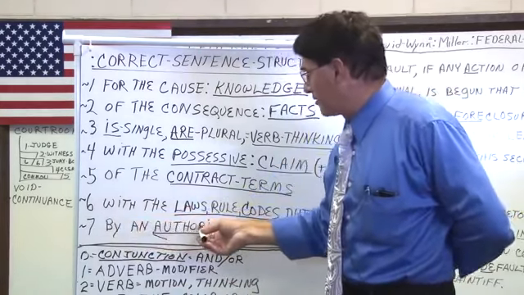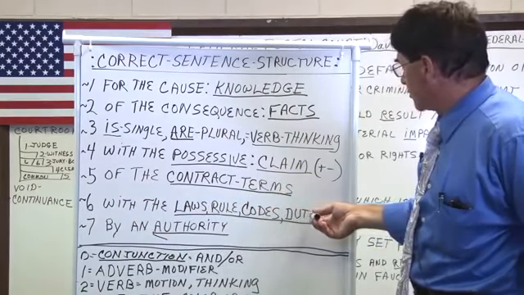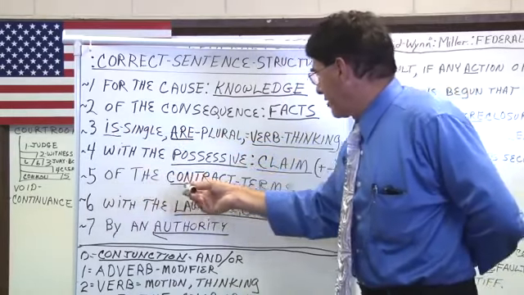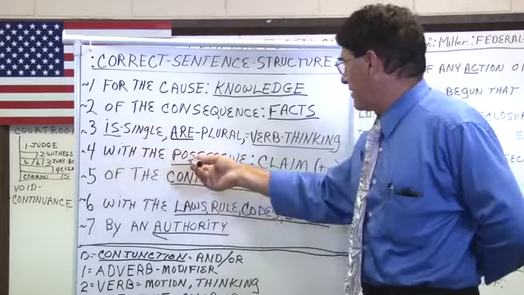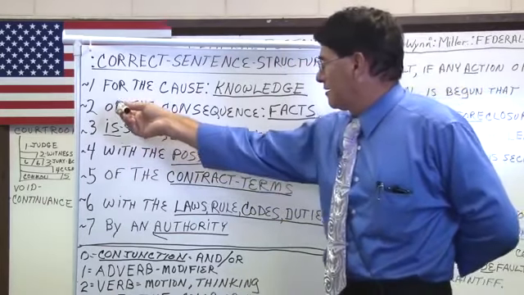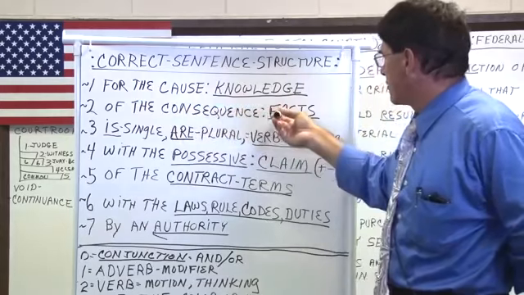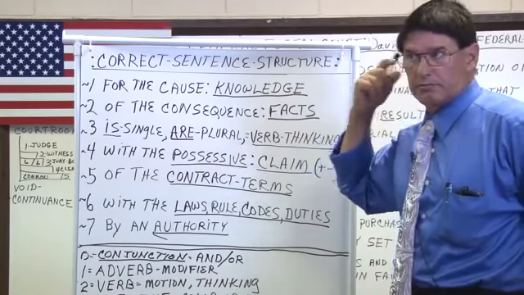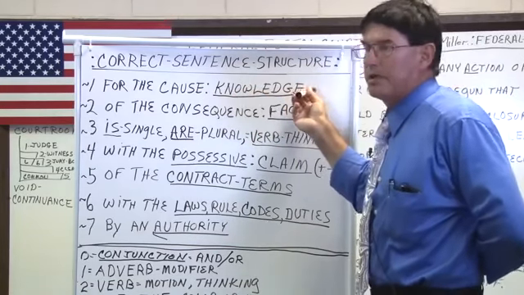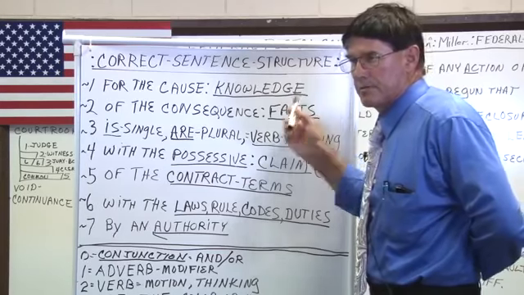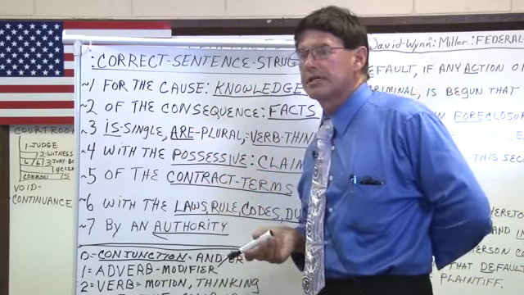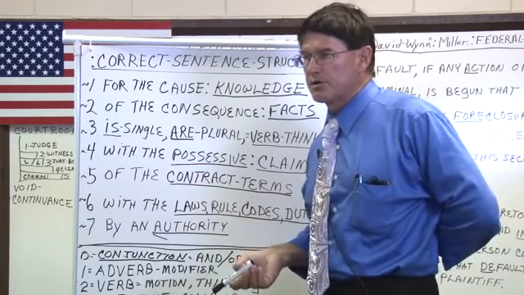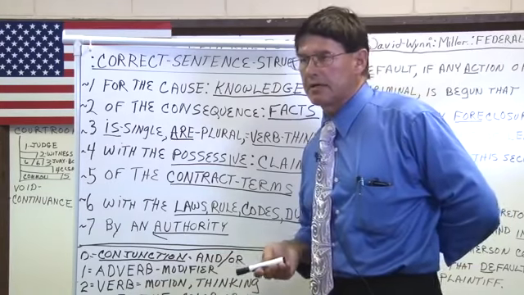So if I read this for and authority of the laws, rules, regulations, and codes, now I can go back up, pick up my verb is or are, with the contract terms of the possessive claim, with the consequential facts by the cause or the claimant's knowledge. In this case, we would have a claimant who would be the individual who would have the knowledge. So reading the sentence both frontwards and backwards has the same volition and the same sense as it did frontwards, and that's how you can certify that the sentence was written correctly in the first place.